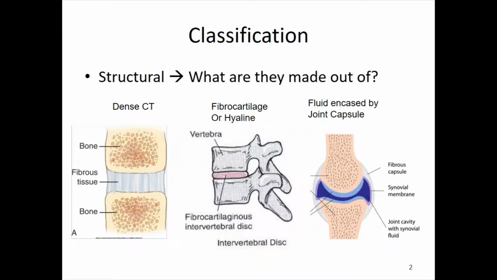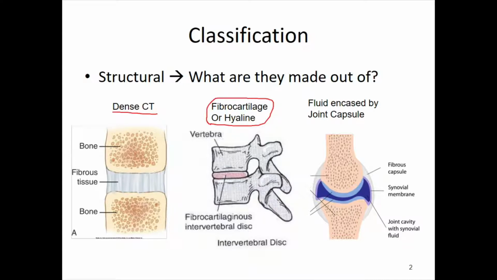We're going to start off by classifying joints. You can do that both structurally and functionally. We've studied the tissues in Chapter 5. One type of tissue is dense connective tissue. Another type of tissue is cartilage. Not really elastic cartilage, but fibrocartilage or hyaline cartilage. And the last category is fluid encased by a joint capsule.